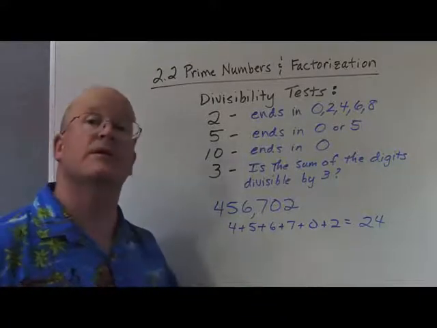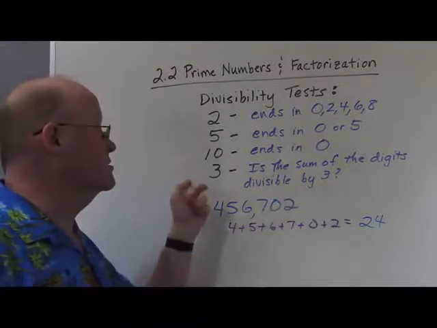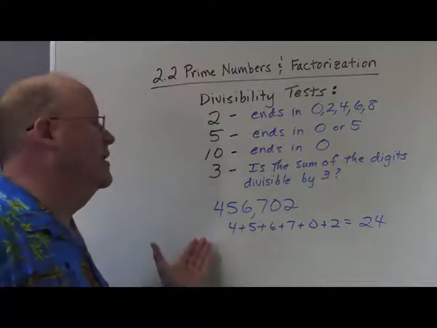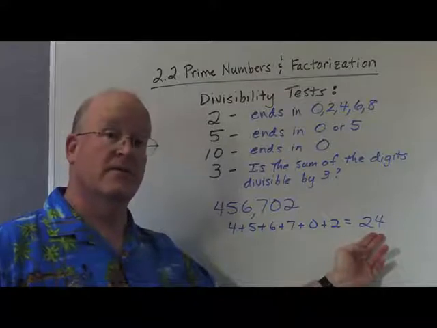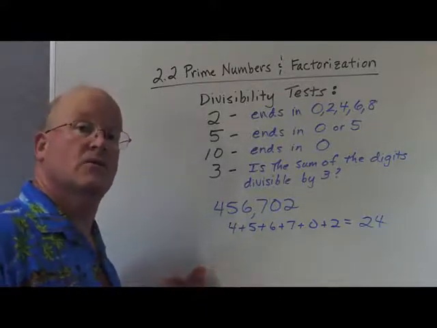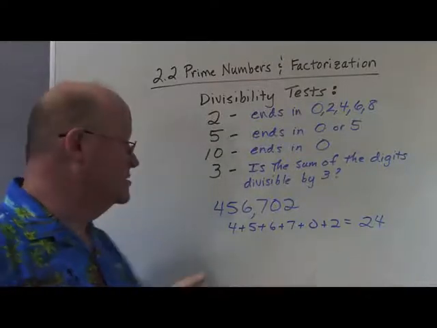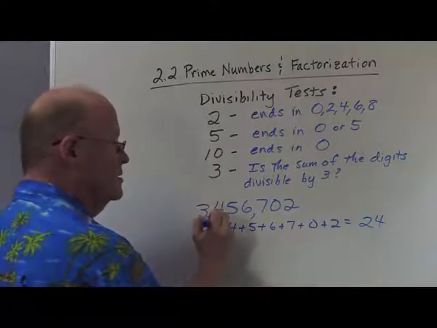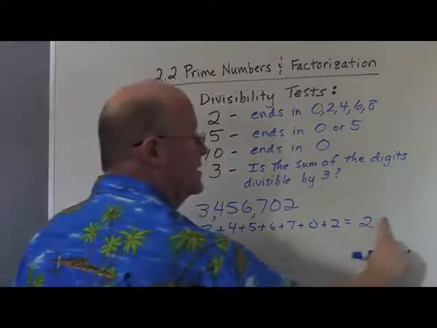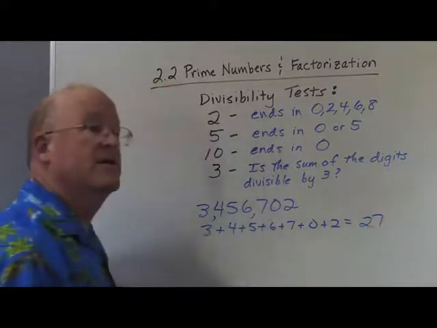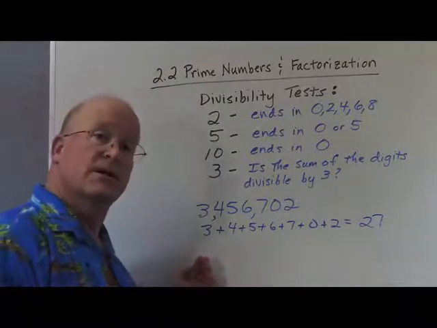The test for divisibility by 9 asks, is the sum of the digits divisible by 9? So it's just like the test for divisibility by 3. In this case, the sum of the digits is 24. 9 does not go into 24 evenly, so 9 does not go into this large number. Had the sum of these digits been 27, such as changing this number to 3,456,000, then we'd have 3 plus 4 at the beginning there. This would add up to 27. Now, since 9 goes into 27, 9 would go into this newly changed number.